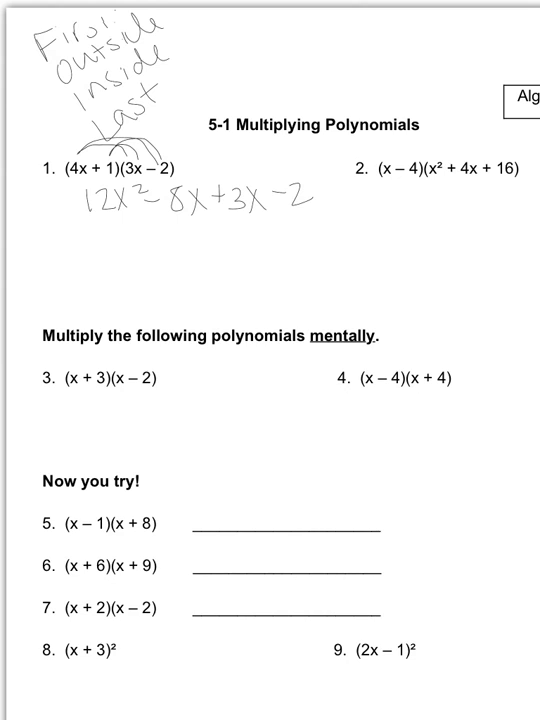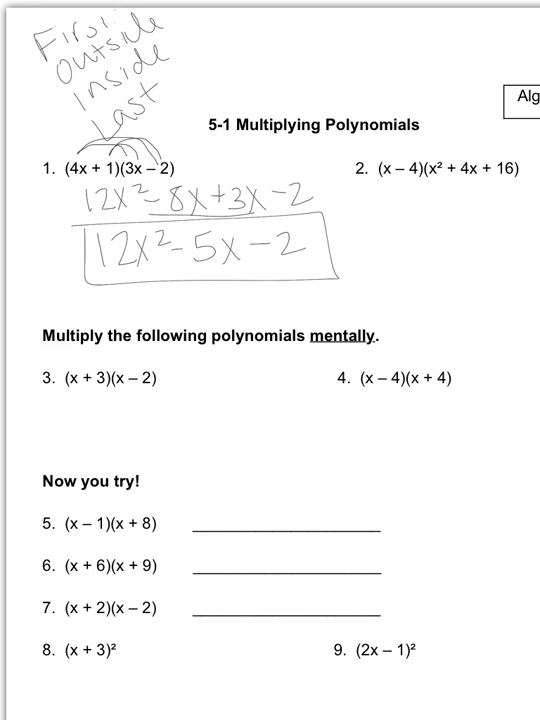So once you've used FOIL, you're going to combine like terms. So notice on like terms, remember it's the same variable, the same exponent. So notice we do not have another x squared term besides the 12x squared. So I'm going to bring it down. And we can combine those x's, which would give us negative 5x. And then we're bringing down that minus 2. So there would be our answer there.